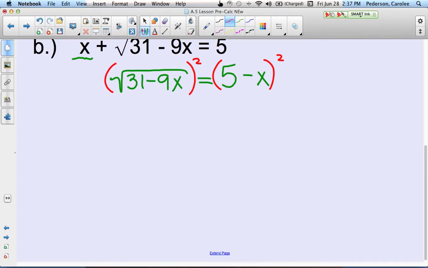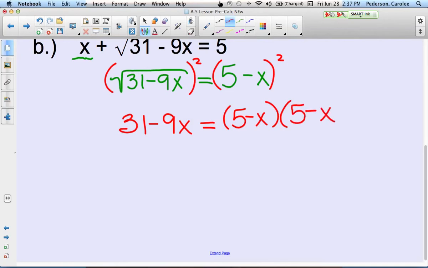So we'll square the left side, we must square the right side. On the left side, the square root and square undo each other. So we're left with 31 minus 9x. On the right side, we have 5 minus x all squared, so we have to do some FOILing, because it's taking that parentheses and multiplying it to itself. Now if you remember FOILing, it's first, outside, inside, last. So 5 times 5 is 25. Then outside, 5 times negative x is negative 5x.